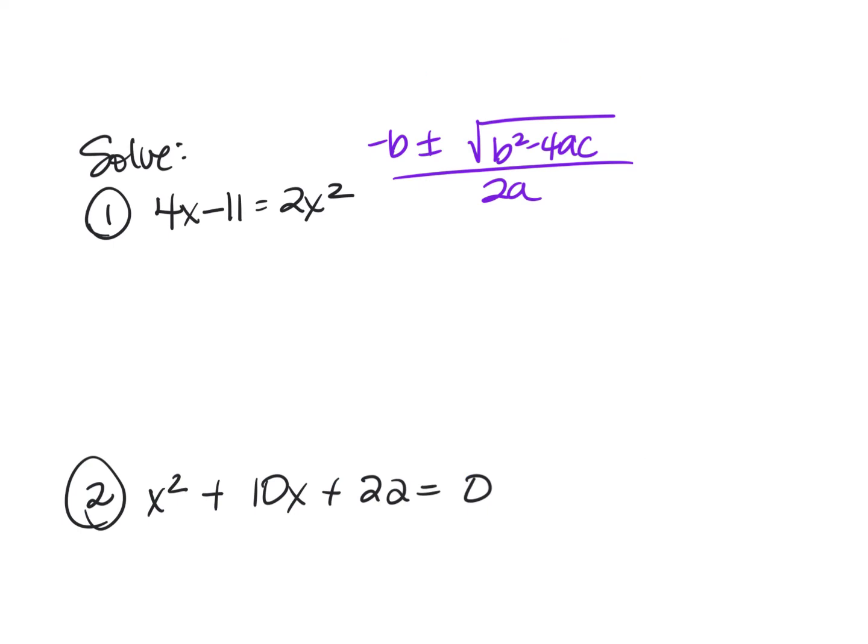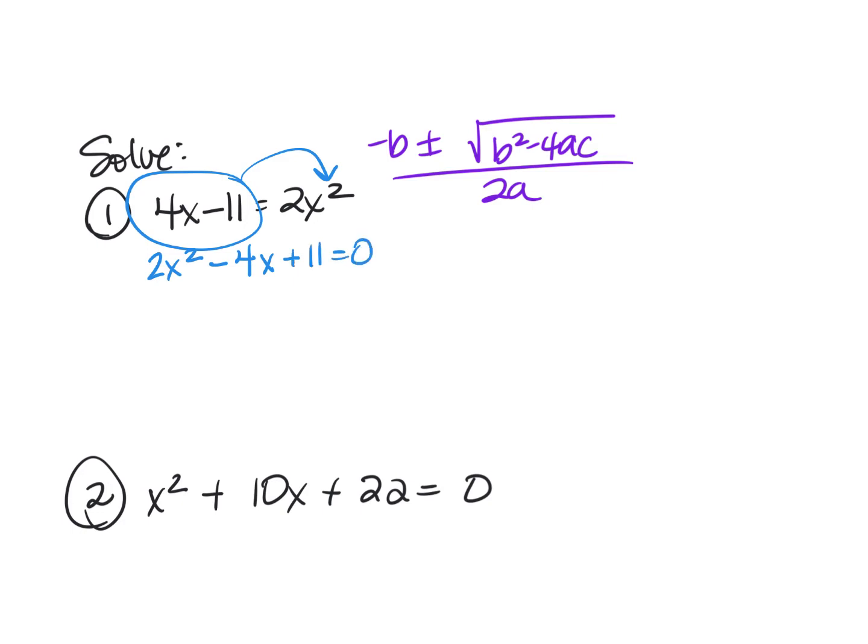All right, so let's look at this one, number 1. Now notice it's not in standard form. So the first thing I'm going to do is get it in standard form. So the question is, which way do I want to move things? Do I want to move these things over here, or do I want to move the 2x squared over here? You always want to have a lead positive. So that means I'm going to move all of this over here because I want to keep that 2x squared positive. So when I move those over, they're going to change sign. So 2x squared minus 4x plus 11 equals 0.